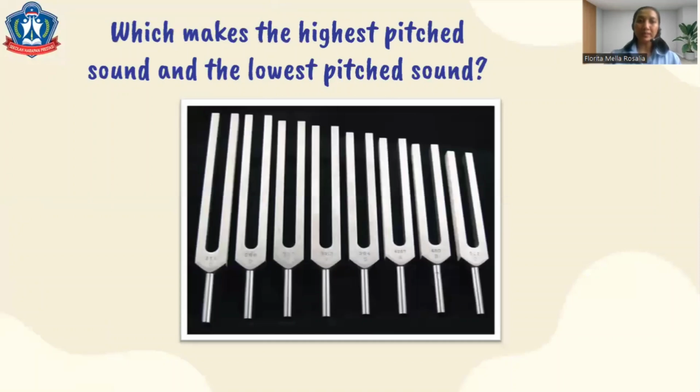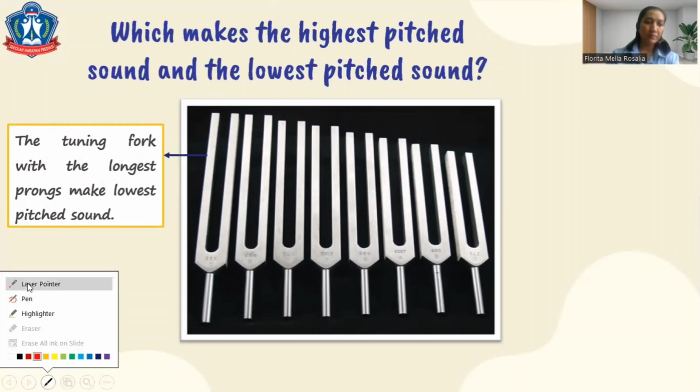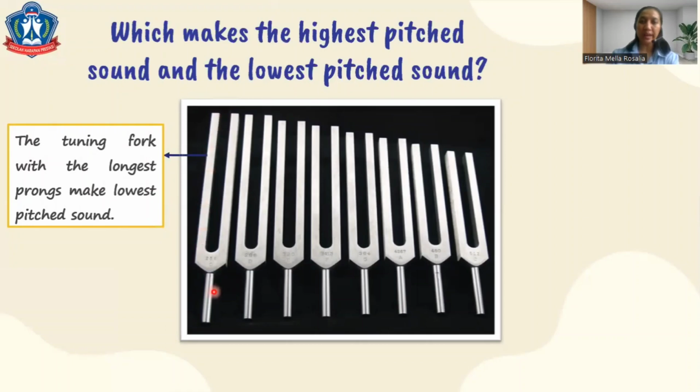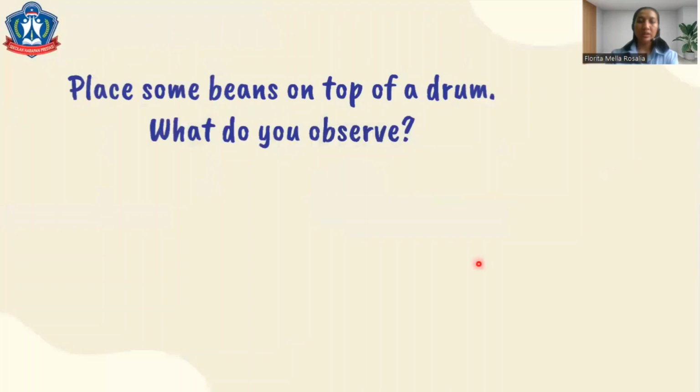Now, which makes the highest-pitched sound and the lowest-pitched sound? This is the example of the tuning fork. This is the longest prong and this is the shortest one. The longest prongs make the lowest-pitched sound, while the shortest prongs make the highest-pitched sound.